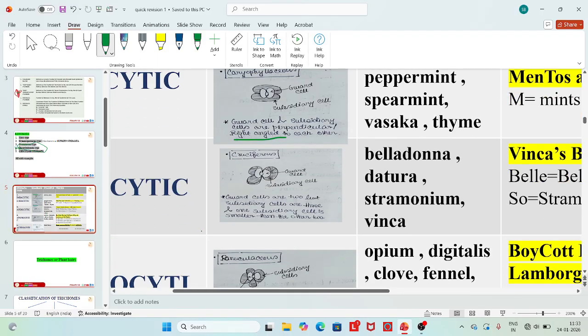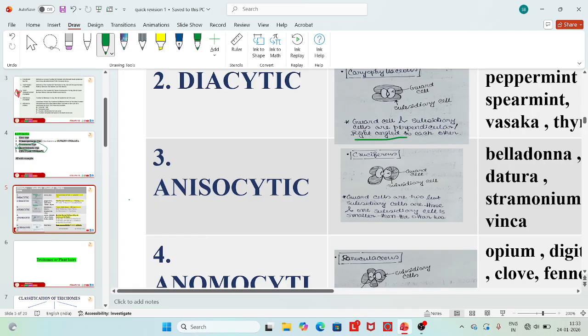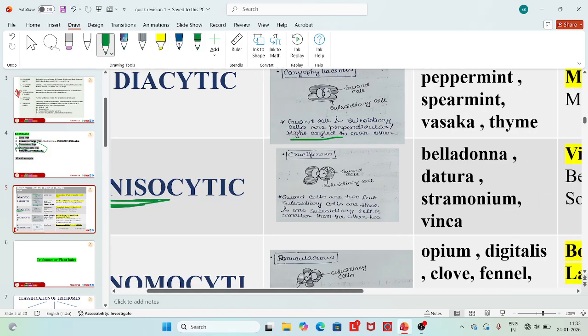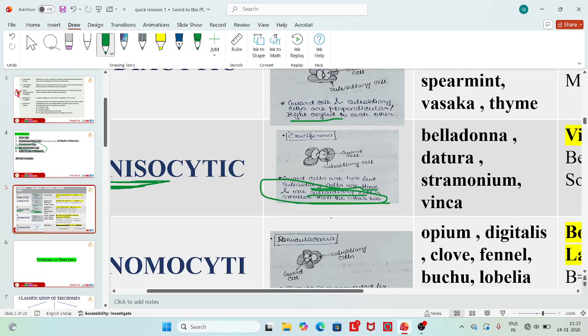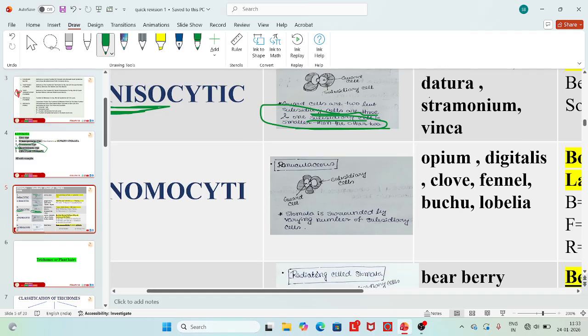For the cruciferous type or the anisocytic type, iso means same and aniso means not similar. So there are 2 guard cells, but 3 subsidiary cells, and one subsidiary cell is smaller than the other 2. So this is the aniso part coming: one is smaller than the other 2, so the 3 are not equal in size. Next is the anomocytic or the ranunculaceous type.